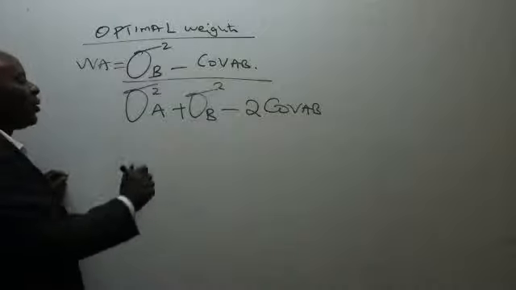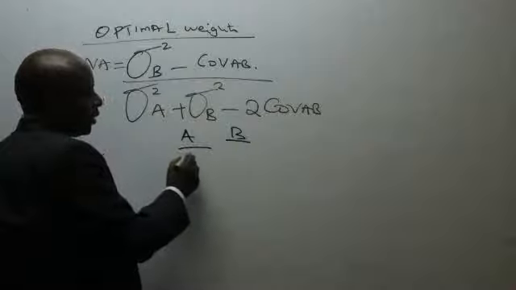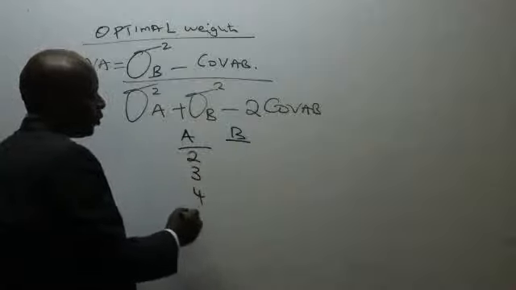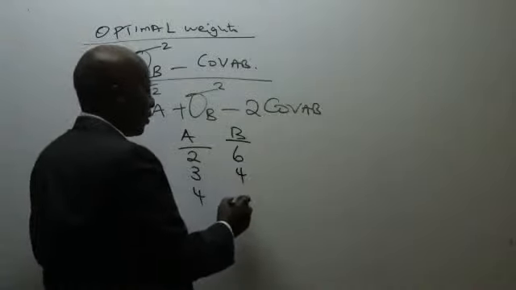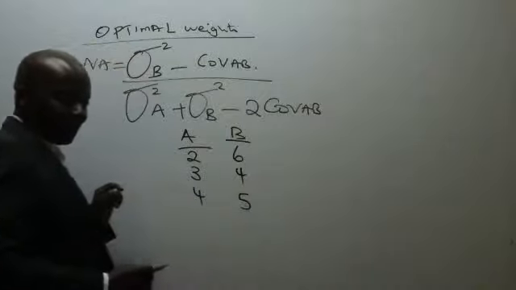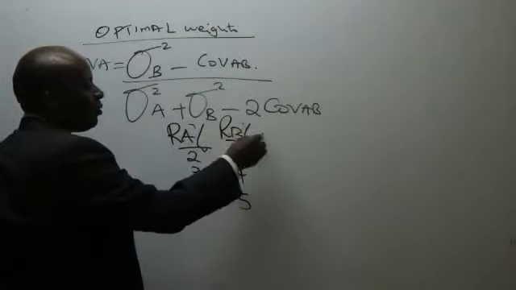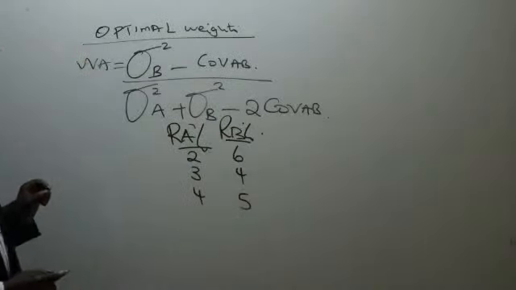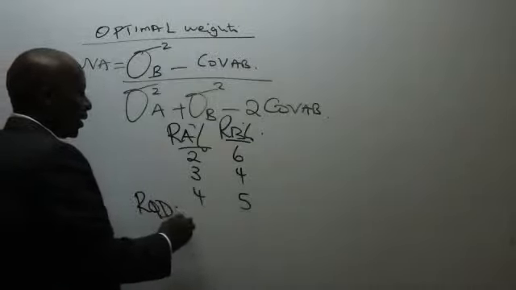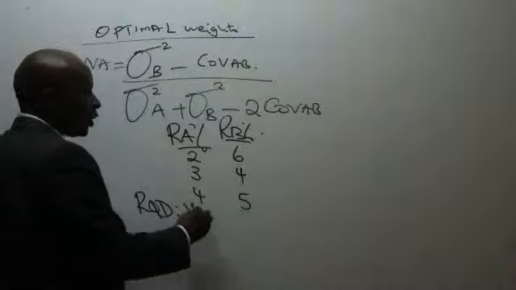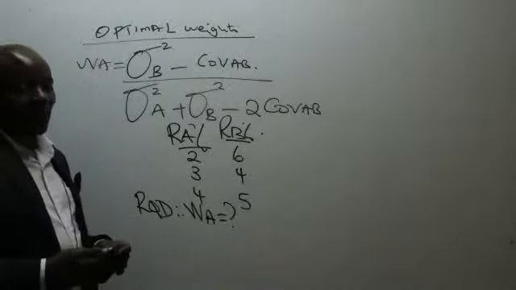Now, what will happen, ladies and gentlemen, is this. You'll go to an exam. You'll be able to get A, which is 2, 3, 4, and then you'll be able to get B, which is 6, 4, 5. These are basically returns of A in percentages and returns of B in percentages. And then they'll ask you, in the portfolio, what percentage should A take? What will be the weight of A?